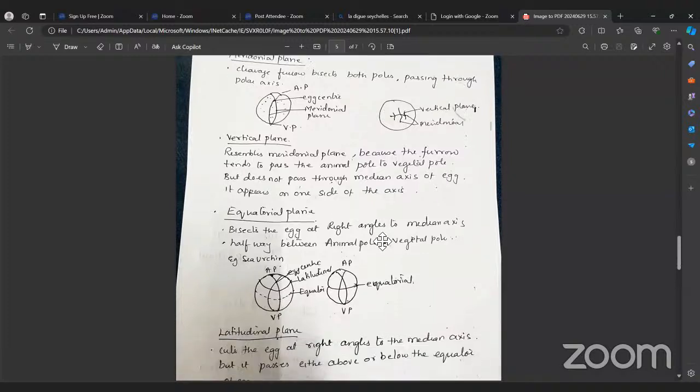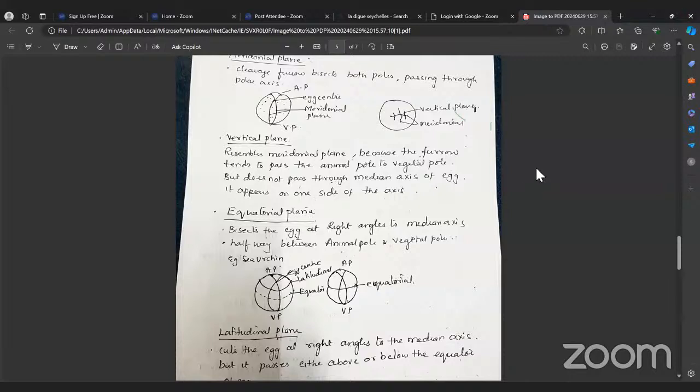Coming to the equatorial plane. In the equatorial plane, it bisects the egg at right angles to the meridian. This is one thing, right angle. You can see this is longitudinal and this is horizontal, so it is perpendicular to the first axis. As a result, we get four cells. If it is at the equatorial plane, both the cells will be equal halves. If it is not at the equatorial plane, then the upper cells will be smaller and the lower cells will be larger, giving rise to micromeres and macromeres.